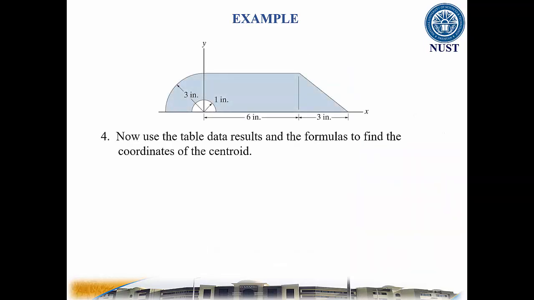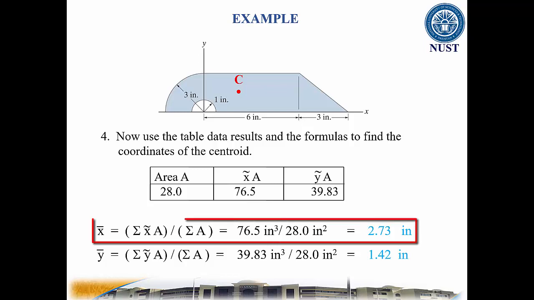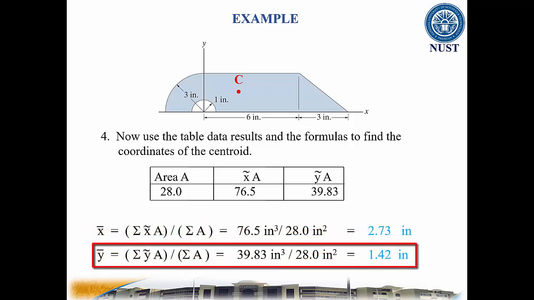Now use the table data results and the formulas to find the coordinates of the centroid. Using the summation equations, x bar becomes 2.73 inches and y bar becomes 1.42 inches for the composite shape.